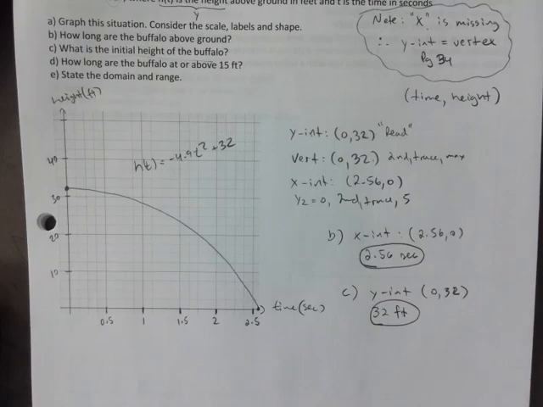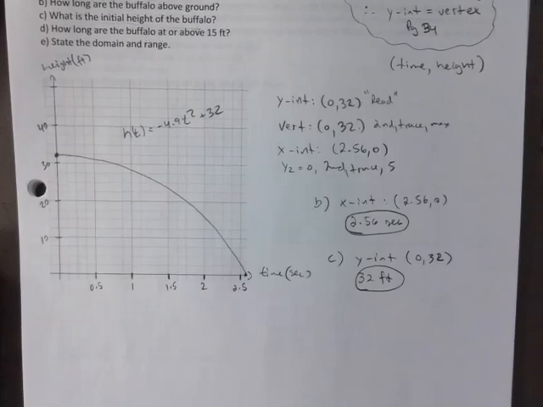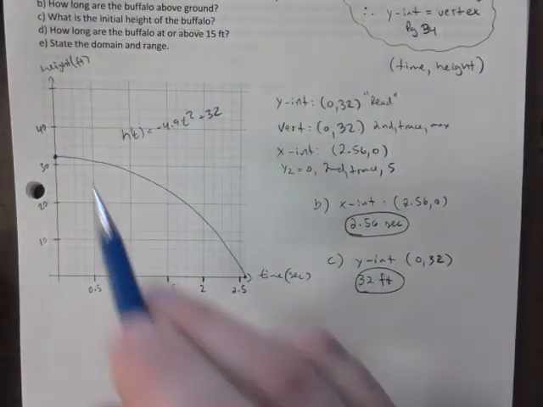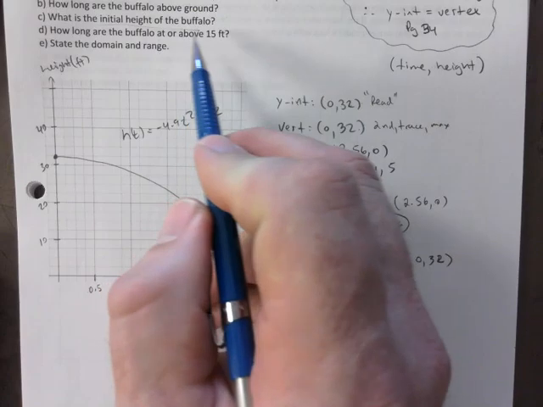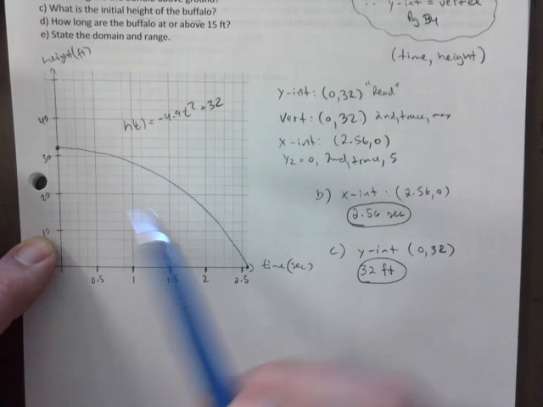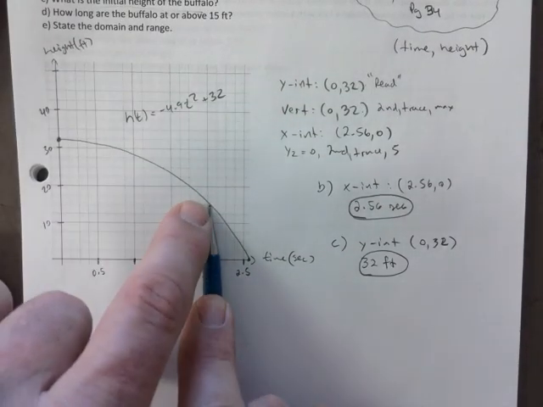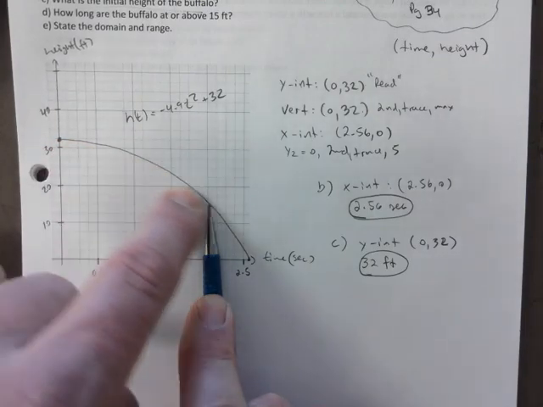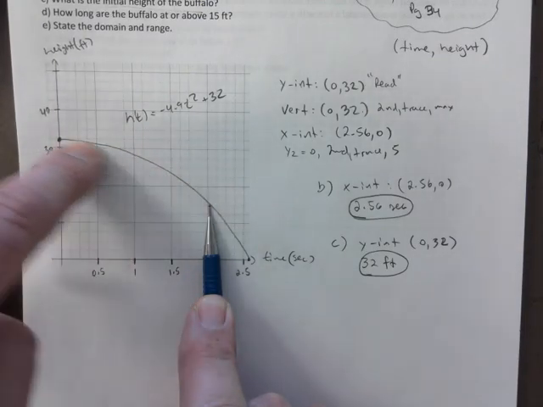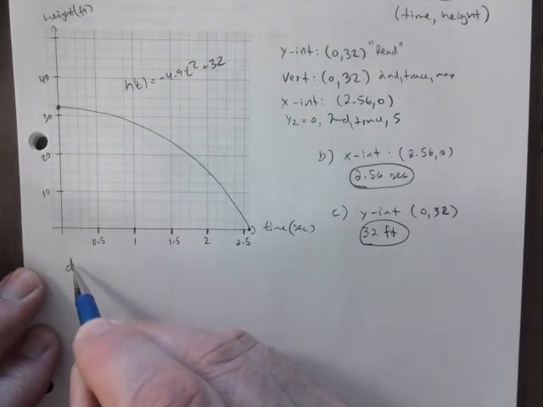D is worth 2 marks normally. So what is D asking for? How long, right? How long are the buffalo at or above 15 feet? So you could, because this is drawn to scale, 15 feet is right here. Right, so we want to know how much time they were above that 15-foot mark. Okay, so we're going to do D right here.